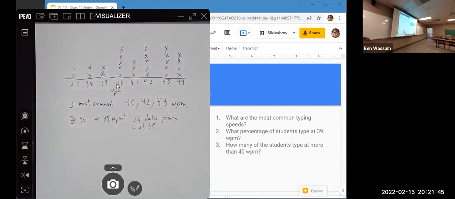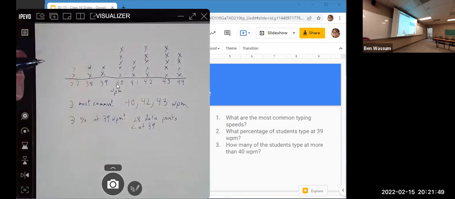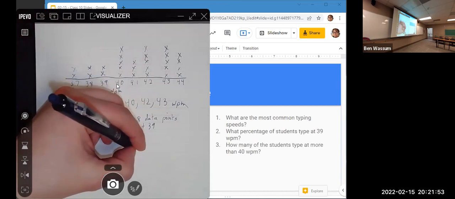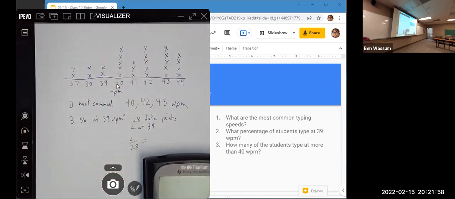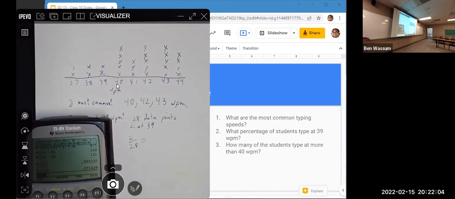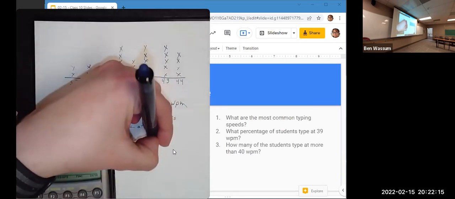So if we want to know what the percentage did this at 39, well, part over the whole, right? We had 2 of them out of the 28 of them. Punch it in Mr. Calculator. 2 divided by 28. We get 0.7149, blah, blah, blah. So let's say it's 7.1%. 7.1%.